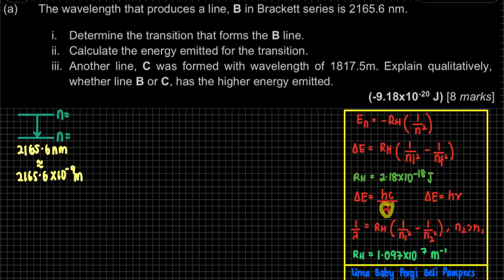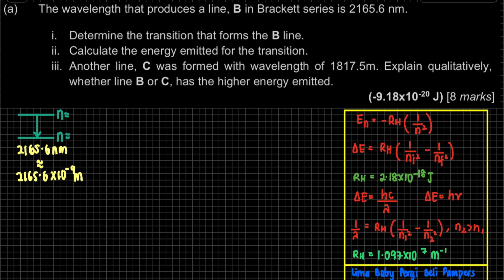And this delta E, we can also use to calculate the wavelength or the frequency, because H is our Planck constant and c is our speed of light. Again, the question only gives us the wavelength. The last formula that you have to memorize is 1 over wavelength is equal to RH, in this case our wave number will be a different value, times 1 over n1 squared minus 1 over n2 squared, where n2 must be bigger than n1. This question has given us the wavelength. Based on the formula, we also have delta E is equal to hc over lambda, and the formula 1 over lambda.